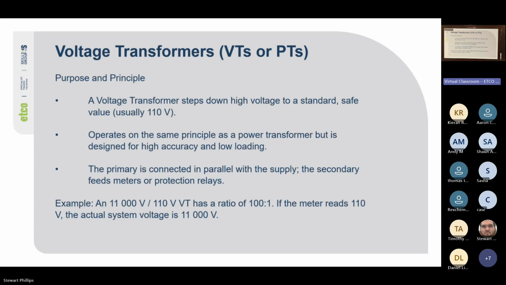And we're only worried about the voltage. We're not measuring current at this stage with this transformer.